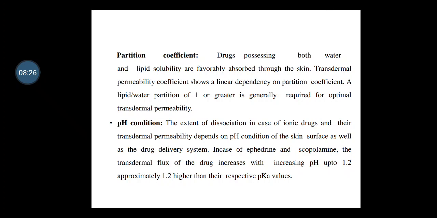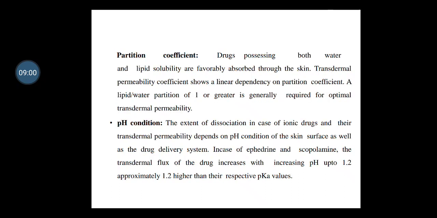Then pH condition. Here, the extent of dissociation in the case of ionic drugs and their transdermal permeability depends on the pH condition of the skin surface as well as the drug delivery system. In the case of ephedrine and scopolamine, the transdermal flux of the drug increases with increasing pH up to approximately 1.2 higher than their respective pKa values. So this is all about the crucial factors which affect the transdermal permeability.